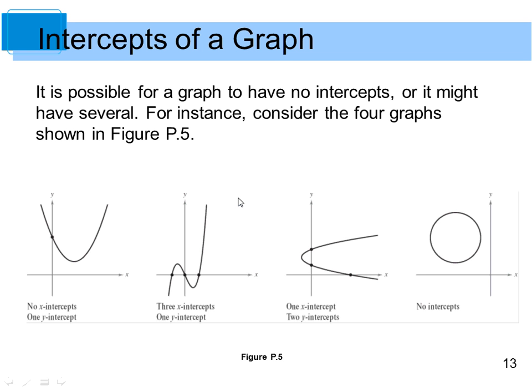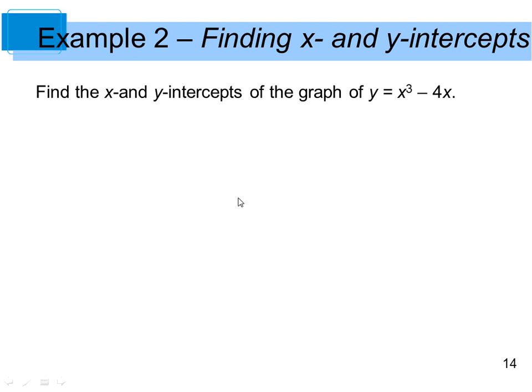Do all functions have both intercepts? No. You can see here this one has an x-intercept, no y-intercept. Sometimes the x-intercept and the y-intercept are the same. That happens all the time. And you might even be looking at things that aren't functions. The sideways parabola is not a function. Circle obviously is not a function. So just some things you'll need to be aware of for the homework.